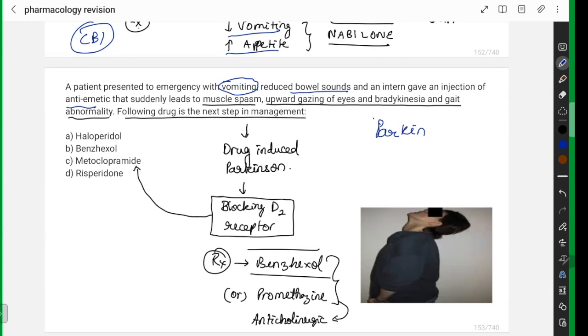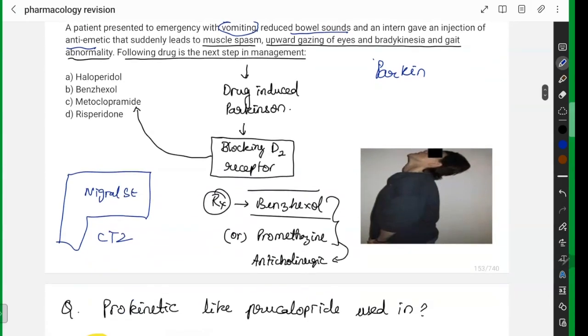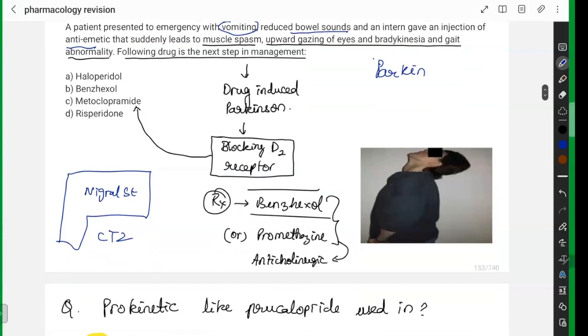No problem. I'll tell you the problem with metoclopramide. You have something called the blood-brain barrier. Outside your blood-brain barrier lies your CTZ. CTZ lies outside your blood-brain barrier. But inside your blood-brain barrier, what do you have? The nigrostriatal pathway. So what happens is you have two types of drugs. A patient who is already having Parkinsonism, what happens?